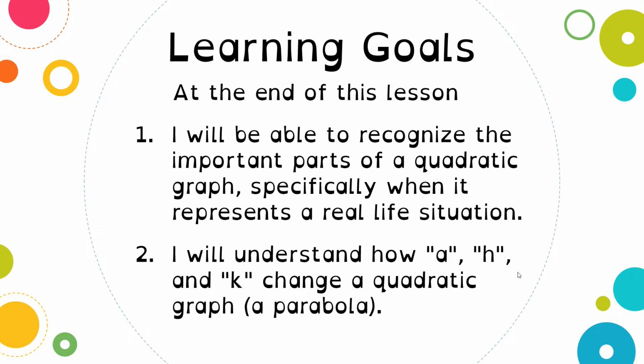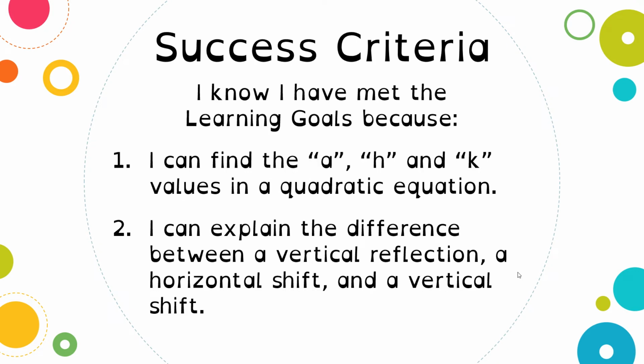Our learning goals for this lesson are that at the end of this lesson, you will be able to recognize the important parts of a quadratic graph, specifically when it represents a real life situation. You will understand how A, H, and K change a quadratic graph, which is called a parabola. It's totally fine if that doesn't make any sense to you right now.